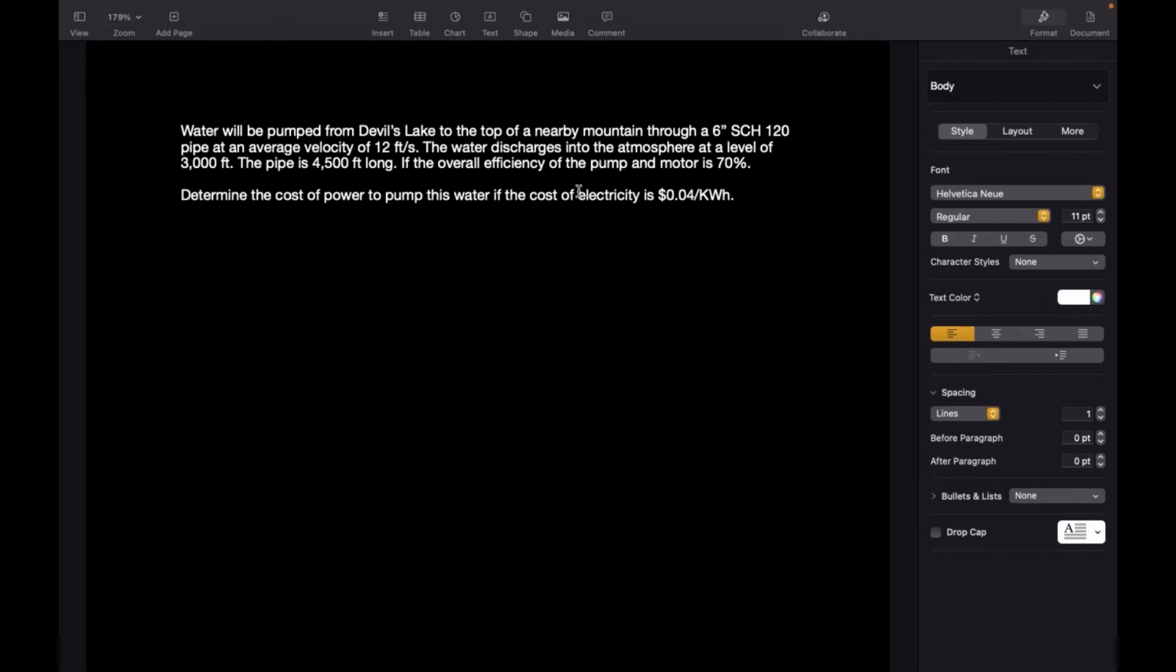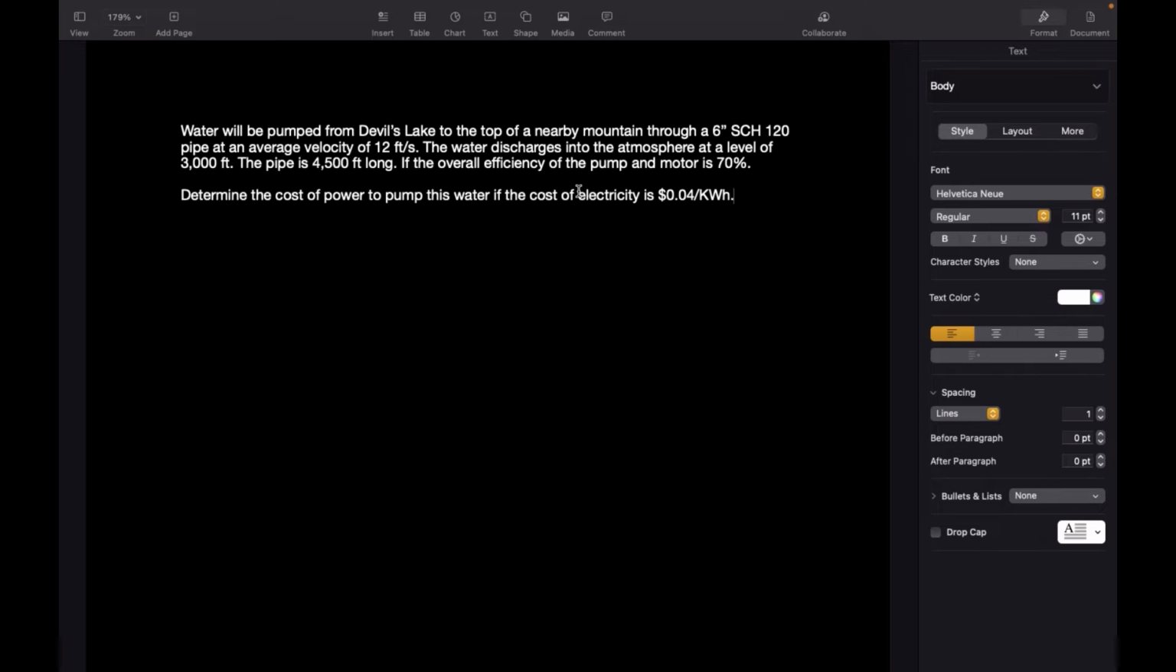Water will be pumped from Devil's Lake. Something I just came up with. It probably is a Devil's Lake. I haven't seen if there's a Devil's Lake in the United States, but I don't know why I thought about it. It probably is in the United States.